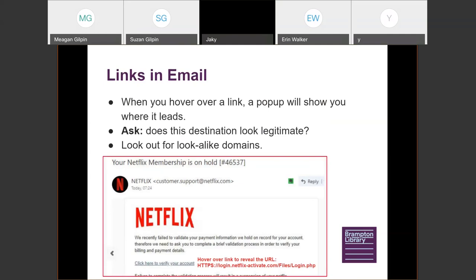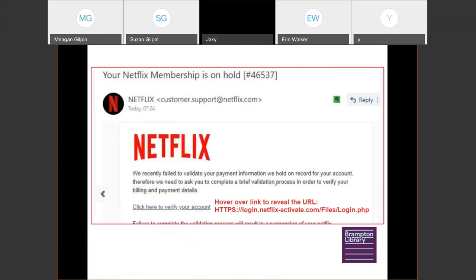And if you don't, they threaten to suspend your account. This is highly suspicious. So let's look at it a little bit more closely and see how easy it is to be duped if we're not careful. So here in the sender field, we can see that it says it came from customer.support@netflix.com. Okay, seems legitimate. If we hover over that link, we'll see that it directs to a website that you might also think is legitimate.